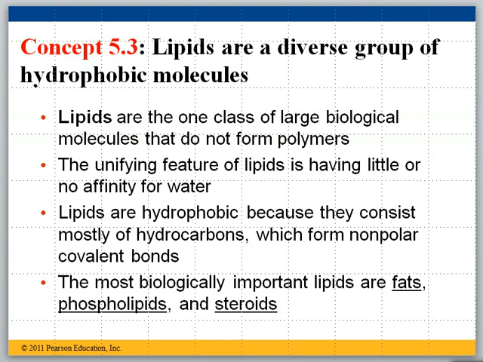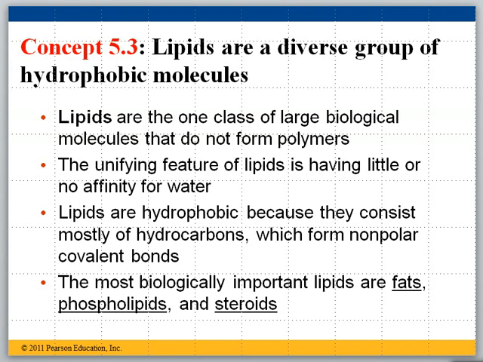The one unifying feature of most lipids is that they have very little or no affinity for water. That means they're hydrophobic, of course, and the reason they're hydrophobic is because the majority of their bonds are between hydrocarbons, which form non-polar covalent bonds. Remember, non-polar means there's no negative and positive side, and because water does have a negative and positive end, the water is much more likely to be attracted to itself than it is to the lipid. So it tends to avoid the lipid and stick to other water molecules.